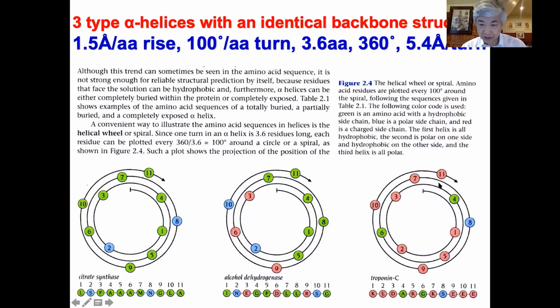And the third one is a protein alpha helix that is mostly water-soluble amino acid residues. If you can see, all the numbers here are quite different. However, those proteins share an identical backbone structure. For example, they all have the same 1.5 angstrom rise per amino acid, 100 degree turn per amino acid, 3.6 amino acids, 360 degrees, or 5.4 angstrom per helical turn.